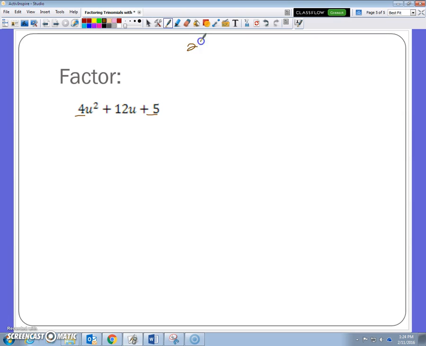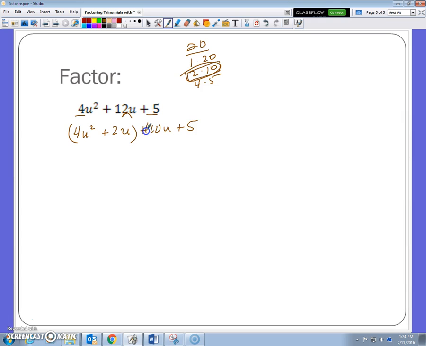4 times 5 is 20, and we'll just see if we can figure it out. My choices are 1 times 20, 2 times 10, 4 times 5. Now, if we don't see anything that adds up to 12, then we're in trouble. But luckily, I might have been wrong, 2 plus 10 would equal 12. Okay, so we're in good shape. I'm going to go ahead and keep the 4u squared. I'm going to write down plus 2u plus 10u plus 5. Okay, these guys were replaced with my 12.